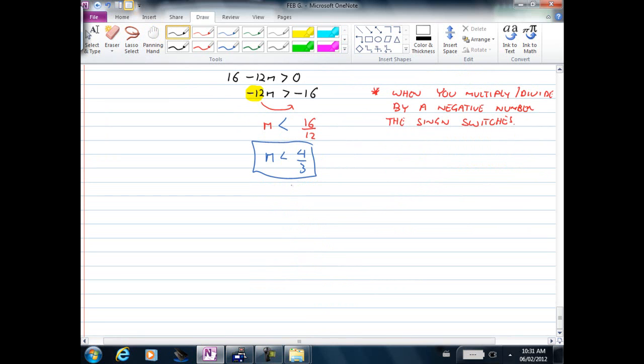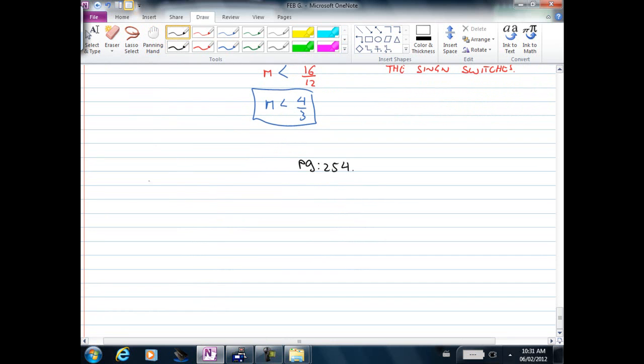So your homework. Page 254 again. Numbers 1, 2, and finally 7. I want you to write at number 1: do not check answers. It asks you to check your answer graphically, but you don't have to draw a graph. Do not check graphically.